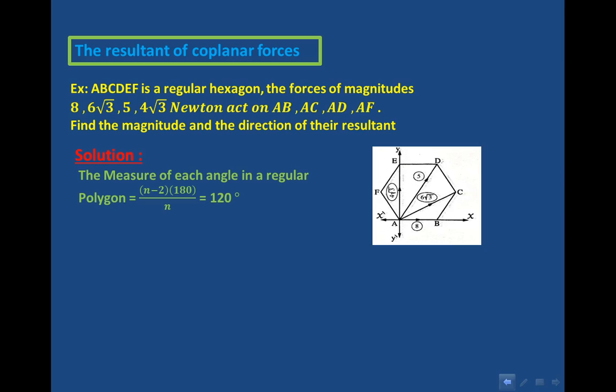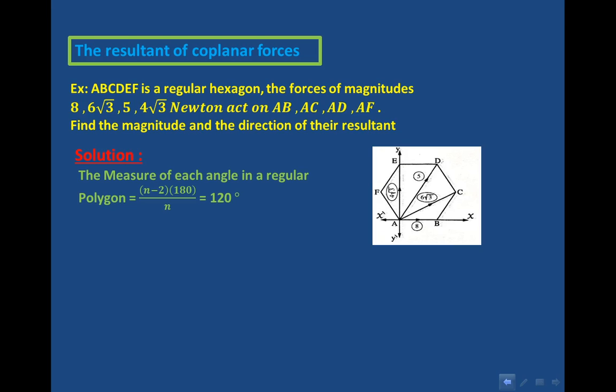The value of the first force equals 8, and the second force equals 6 root 3. Also, the third force equals 5, and the last force equals 4 root 3, and its direction is the direction of AF. The measure of each angle of a regular hexagon equals n minus 2 multiplied by 180 over n, equals 120.